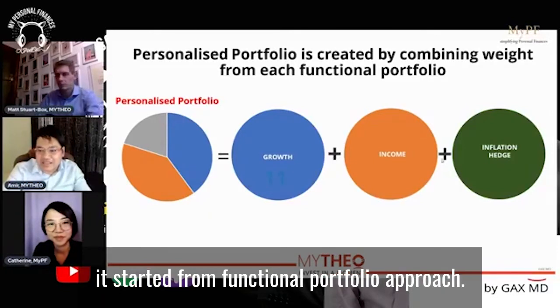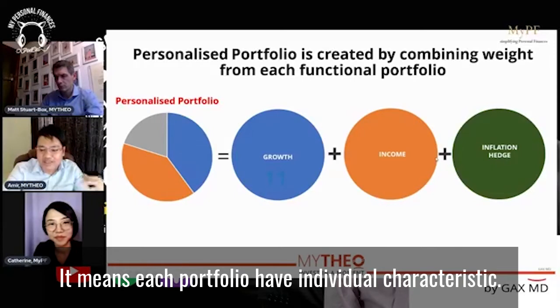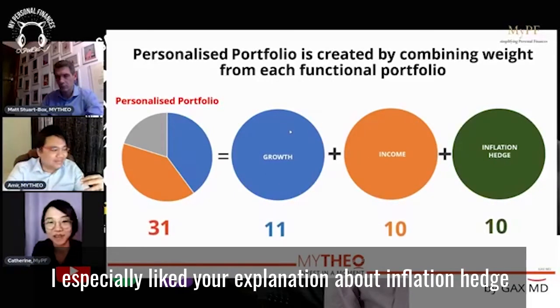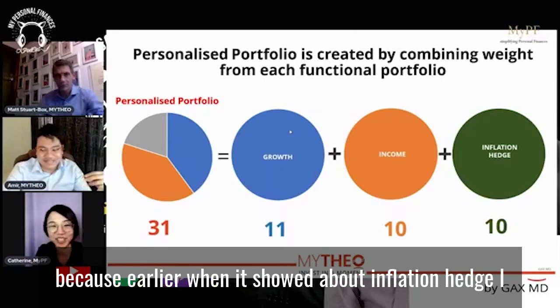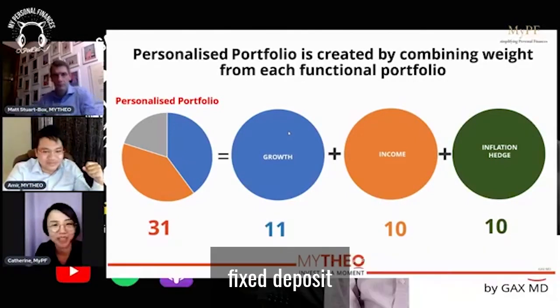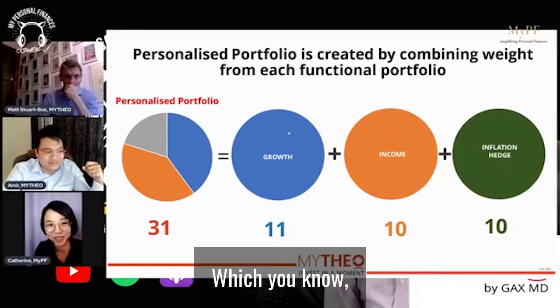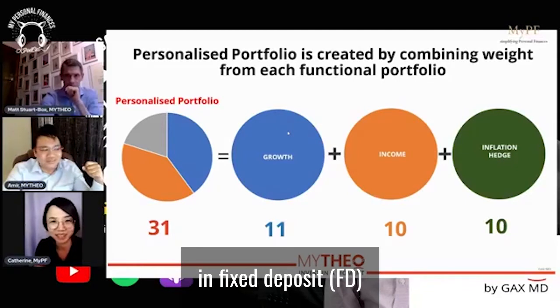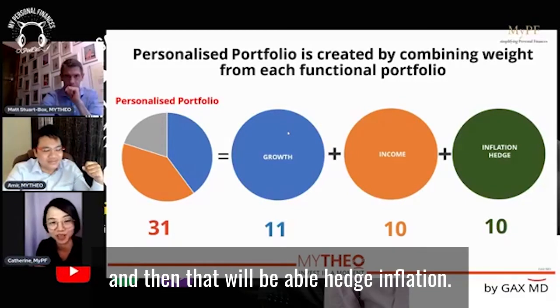That's how we created our portfolio. It started from a functional portfolio approach, which means each portfolio has individual characteristics. I especially like your explanation about inflation hedge, because earlier when you showed inflation hedge, I believe some people might relate it with, for example, a fixed deposit, which some people think, I can just put that in an FD and that will be able to hedge inflation.